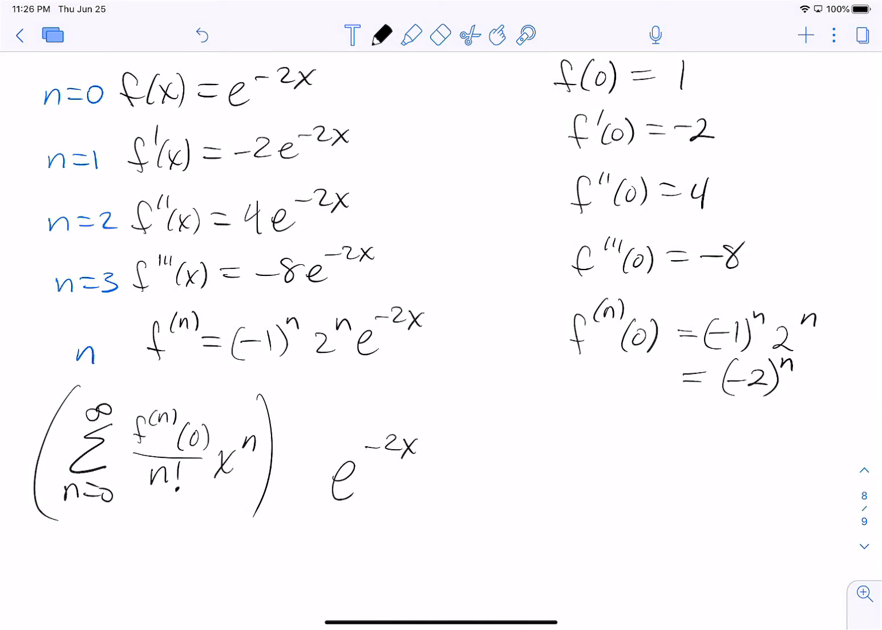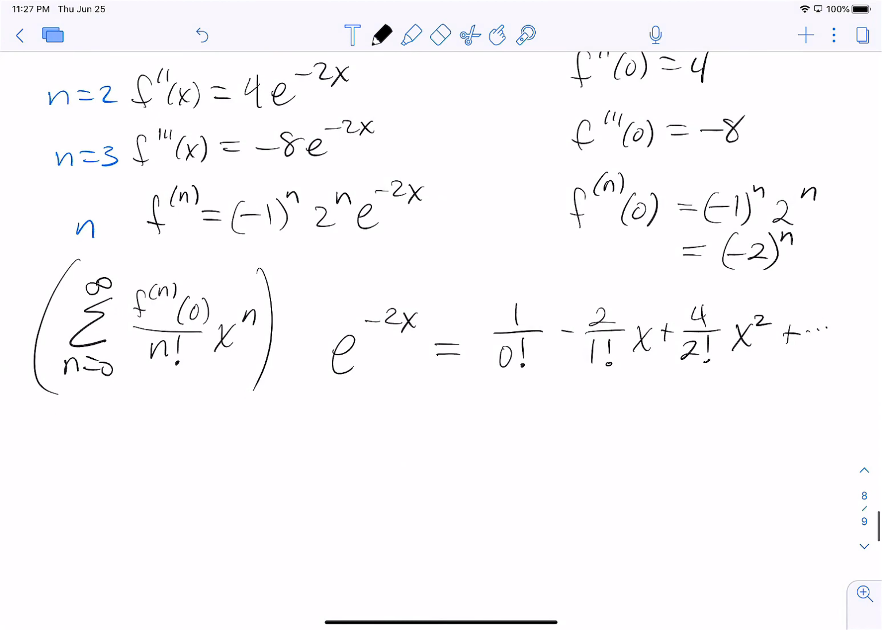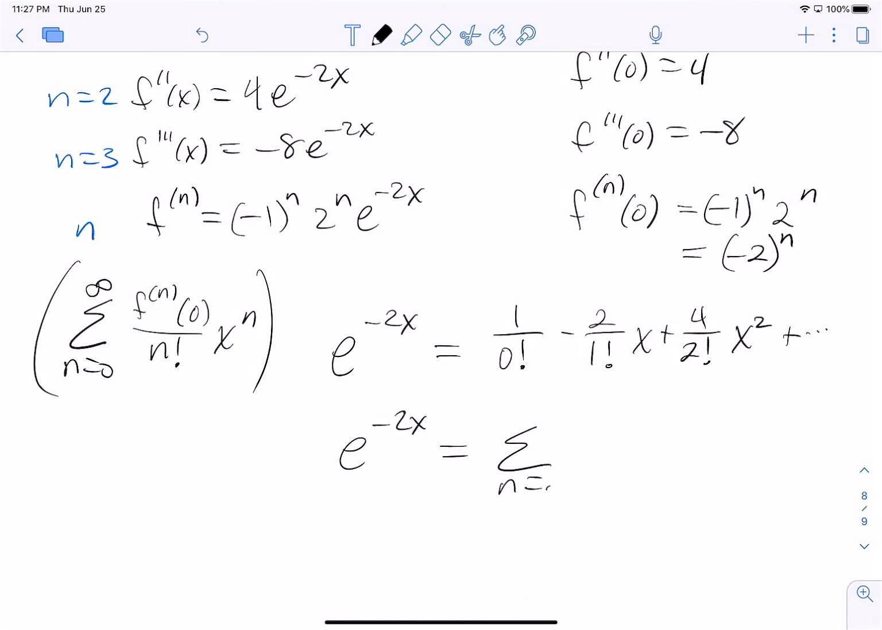E to the negative 2x is then equal to 1 over 0 factorial minus 2 over 1 factorial times x plus 4 over 2 factorial times x squared, and so on. In sigma notation, and that's really what we're after, e to the negative 2x is the sum as n goes from 0 to infinity of negative 2 to the n divided by n factorial times x to the n.